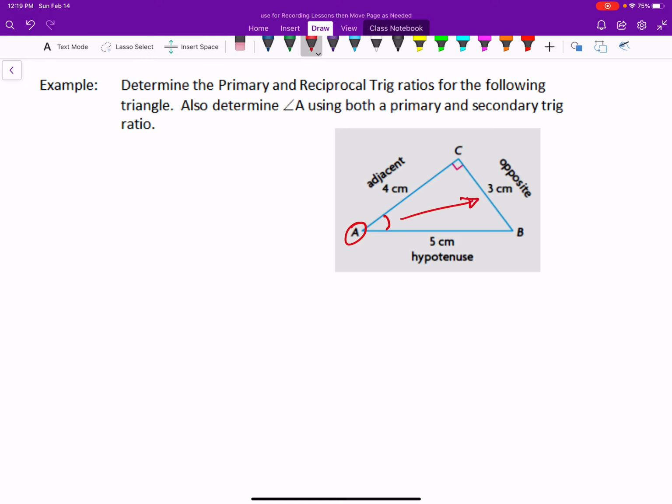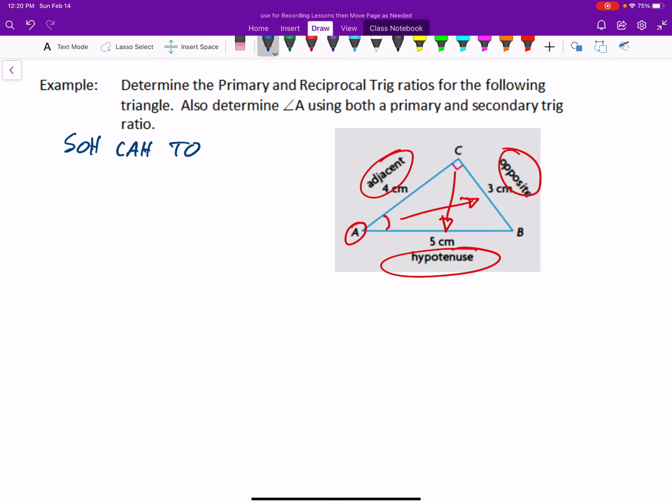There's your opposite side, as it's already labeled for us. There's the adjacent side. This one's the hypotenuse because it's the one that's across from the right angle. So again, it should be easy enough to label our three sides. Sine, and again, if you're having trouble remembering it, remember SOHCAHTOA. I'll write it again here. Sine is equal to opposite over hypotenuse. That's what the SOH tells me.